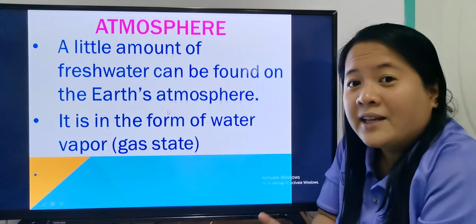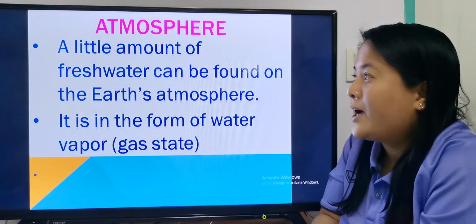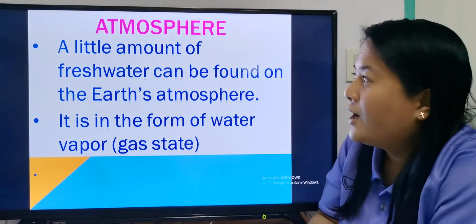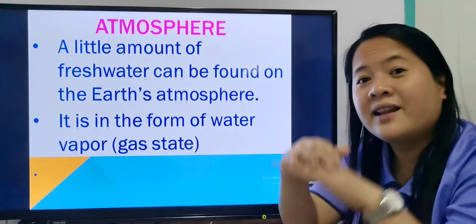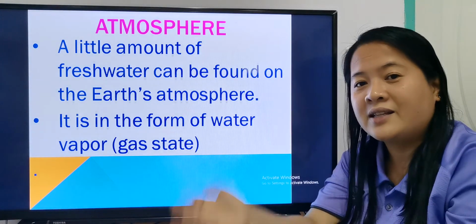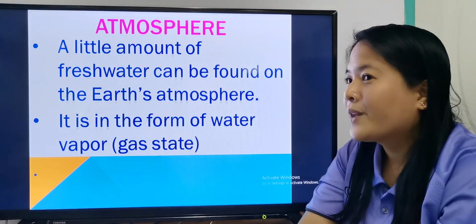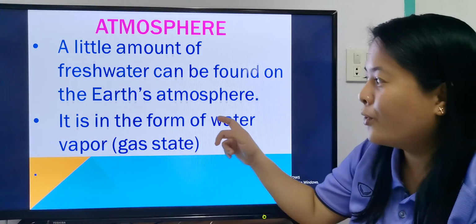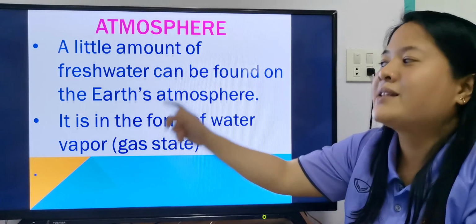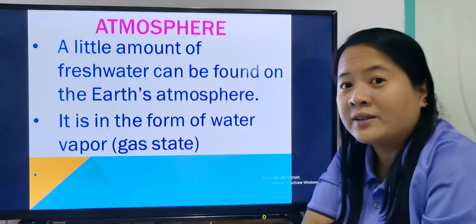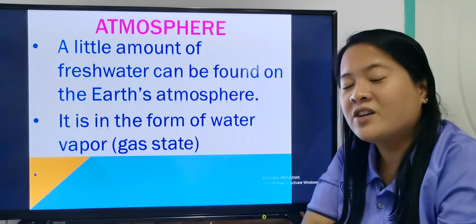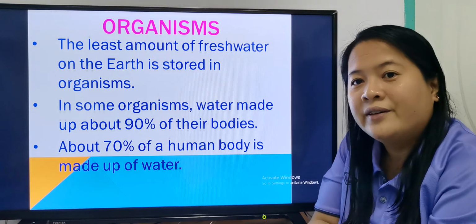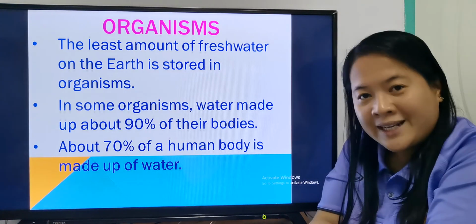And atmosphere, we can get water from the atmosphere. There's also some fresh water in the atmosphere. If you don't know what atmosphere is, it's the layer of air surrounding earth. The water in the atmosphere is in a gaseous state. It's called water vapor. It's another source of fresh water on earth, and we can also find fresh water in organisms.